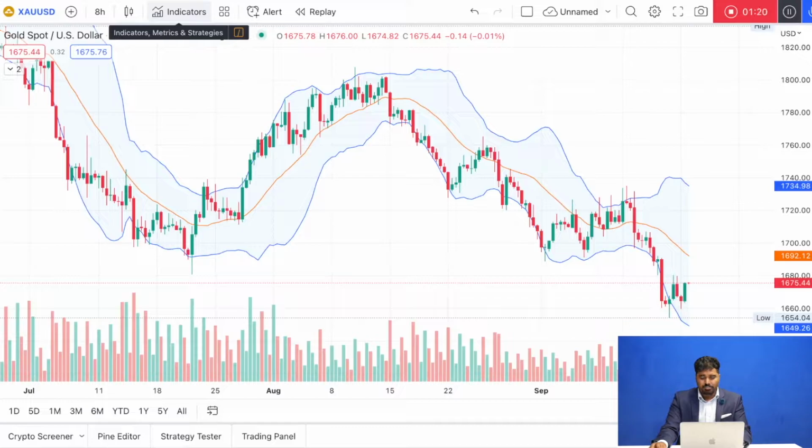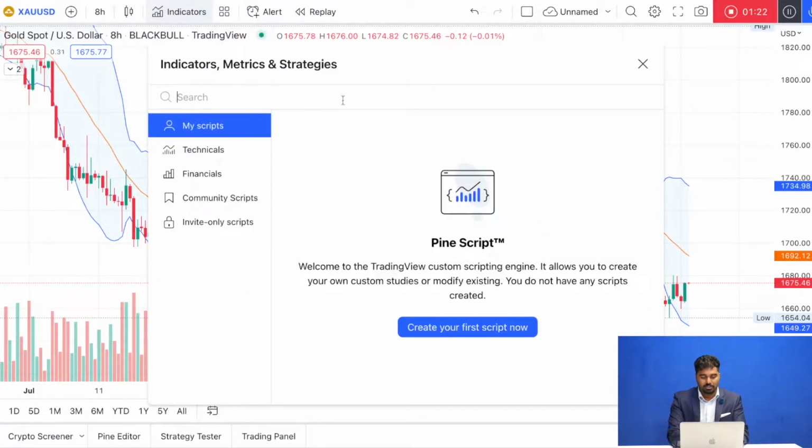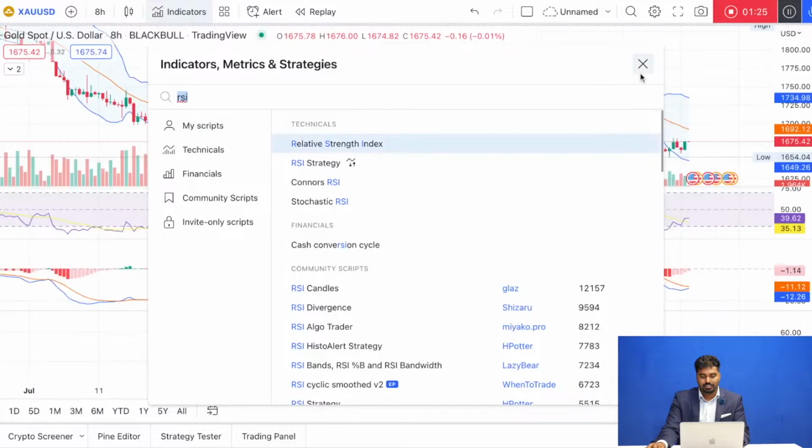And moving on to the next indicator, we're going over the RSI. This is the Relative Strength Index.